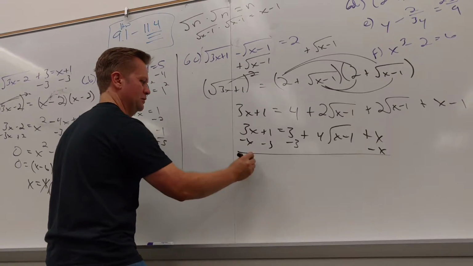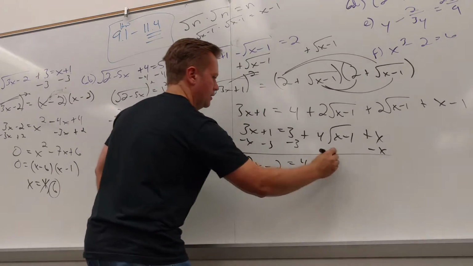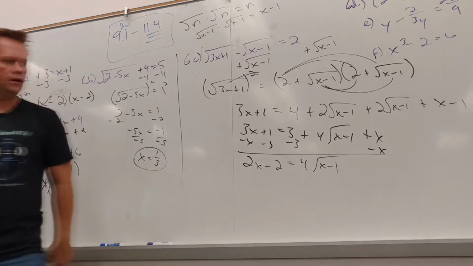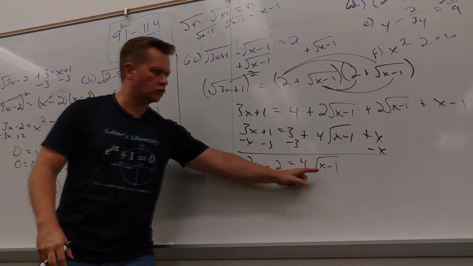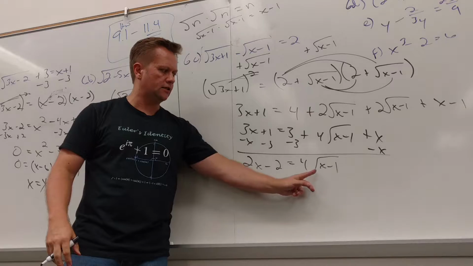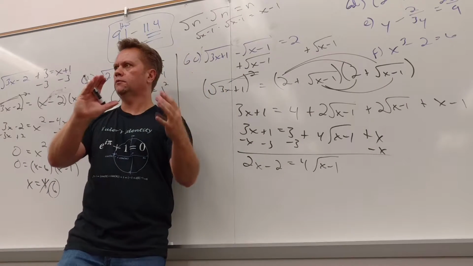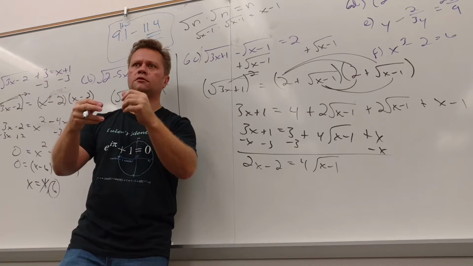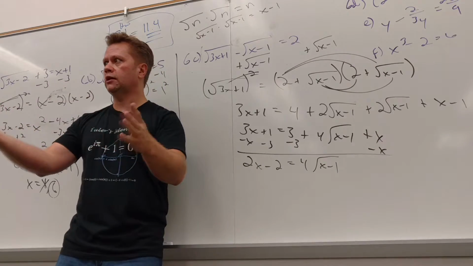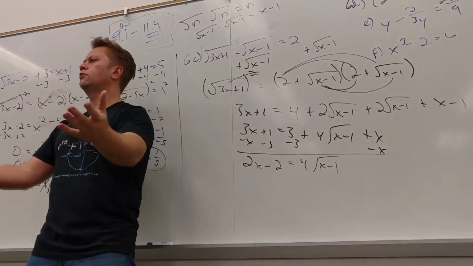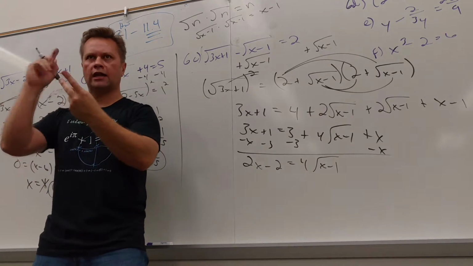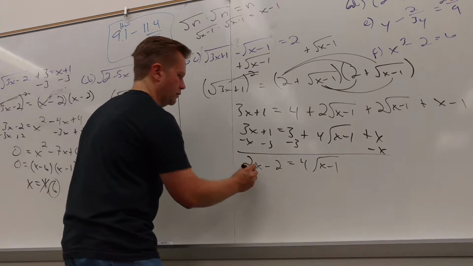So then we get 2x minus 2. Now, you do not have to divide by 4. You don't have to divide by anything. You got the radical basically by itself. If you square it now, you would just get 16 times x minus 1. But you could divide by 2. 2 goes into everything. It doesn't introduce fractions. It makes my number smaller. I like both of those things. I don't want fractions, and I want smaller numbers. So I can divide everything by 2.